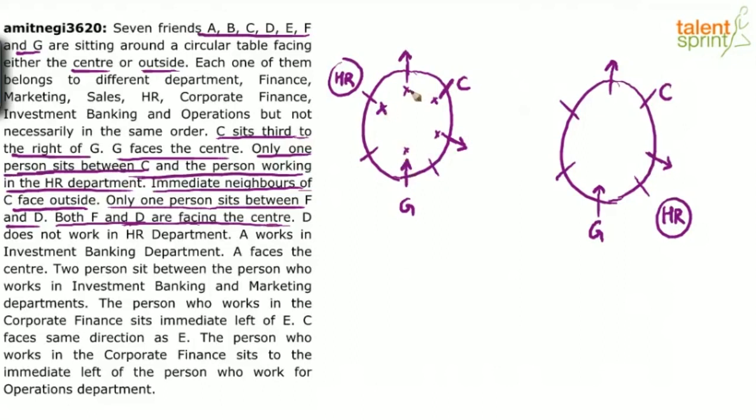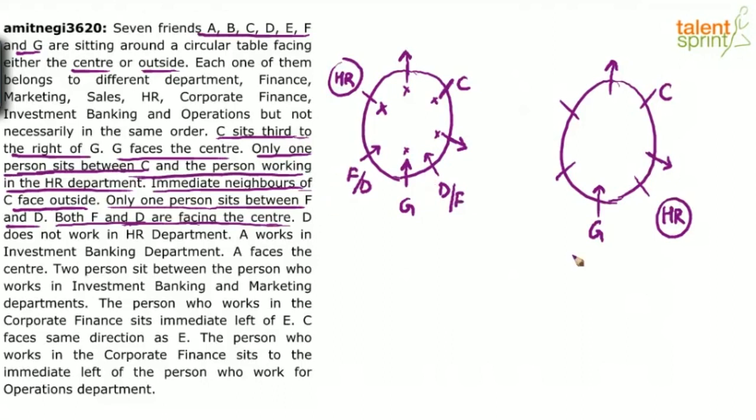So if you see, 5 positions are blocked for F and D. The only possibility is that F and D will take these 2 positions. And we can now conclude that these 2 positions are facing center, because both of them facing center is also given to us. So let us say F and D. Again, how do we know this is F and this is D? We don't know, we are assuming. So this can be F or D, and this can be D or F. Both of them are facing center. Are you able to follow?